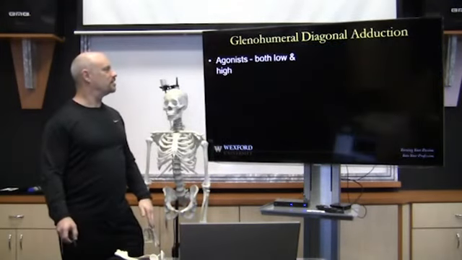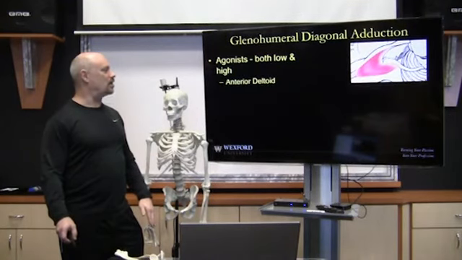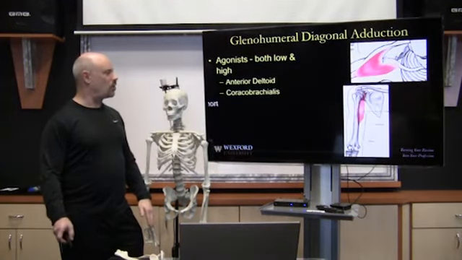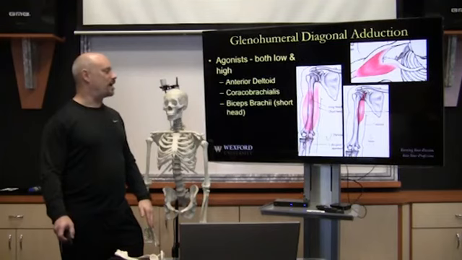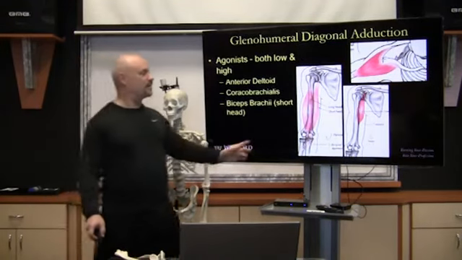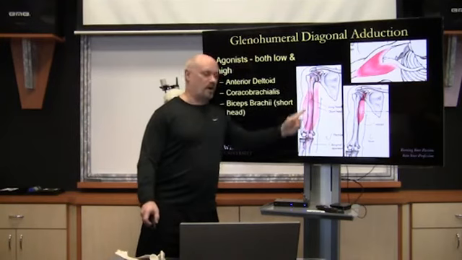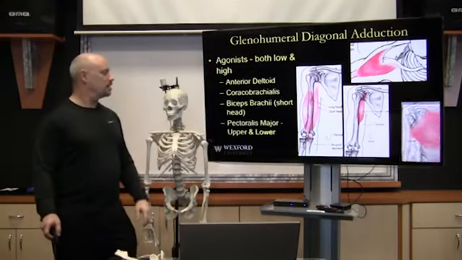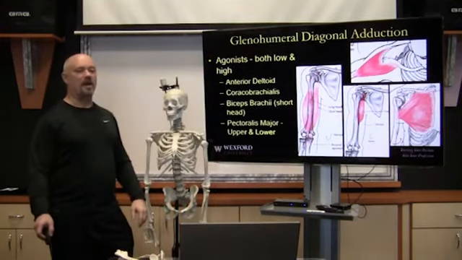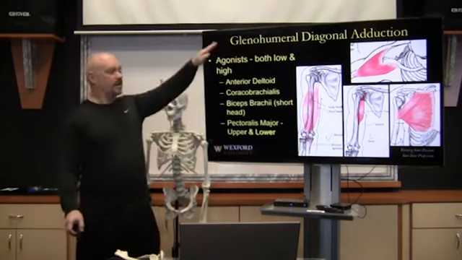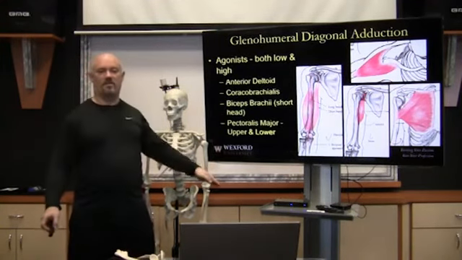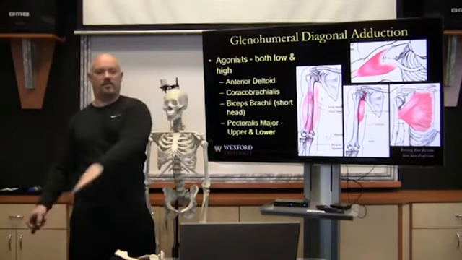For adduction, both high and low, you get the anterior delt, coracobrachialis, and biceps brachii, the short head. That's the one on the inside that's attached to the coracoid process. And the pec major, both upper and lower. A general adduction of the arm, this way and this way.